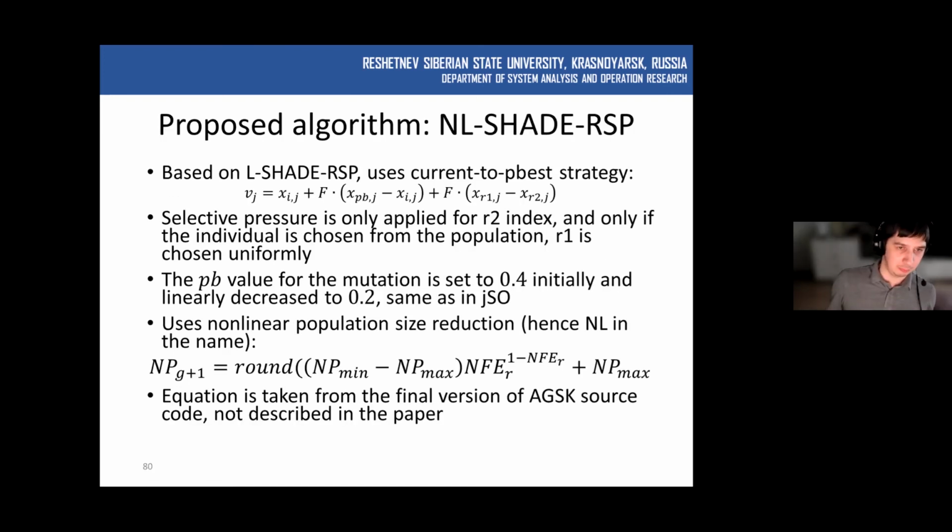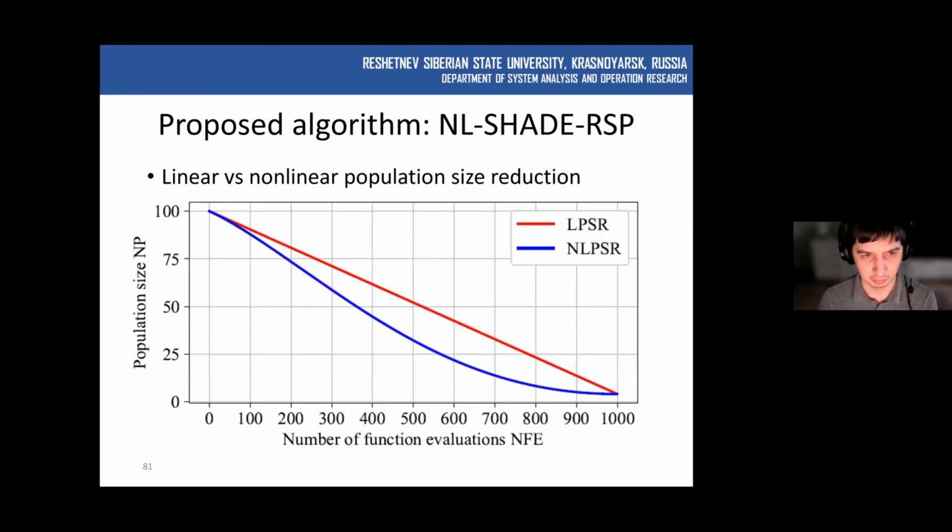So this year, what we proposed is the NL-SHADE-RSP algorithm, which has selective pressure, nonlinear population size reduction, and a couple more other things. So we learned that the nonlinear population size reduction may be even better than linear.